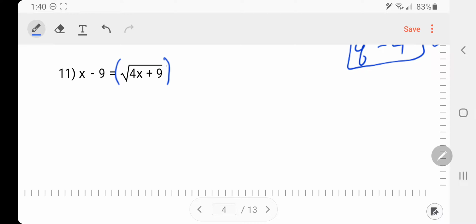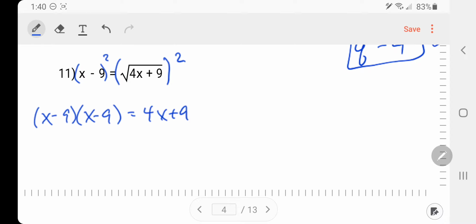And so to get rid of a square root, you need to square both sides. So we're going to need to square both sides. That's going to give me x minus 9 times itself. On the other side, the square and the square root cancel, leaving me just 4x plus 9.